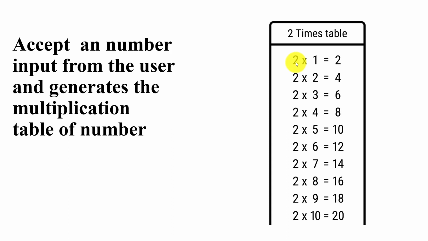So I want to ask the user to enter any number. Suppose I accept 2 and I'm going to print the multiplication table. You can see here that the numbers 1, 2, 3, 4 are getting incremented, while the 2 is the same. We want to increment the multiplier from 1 to 10 by using a for loop. So this is an incremental order, from 1 to 10.